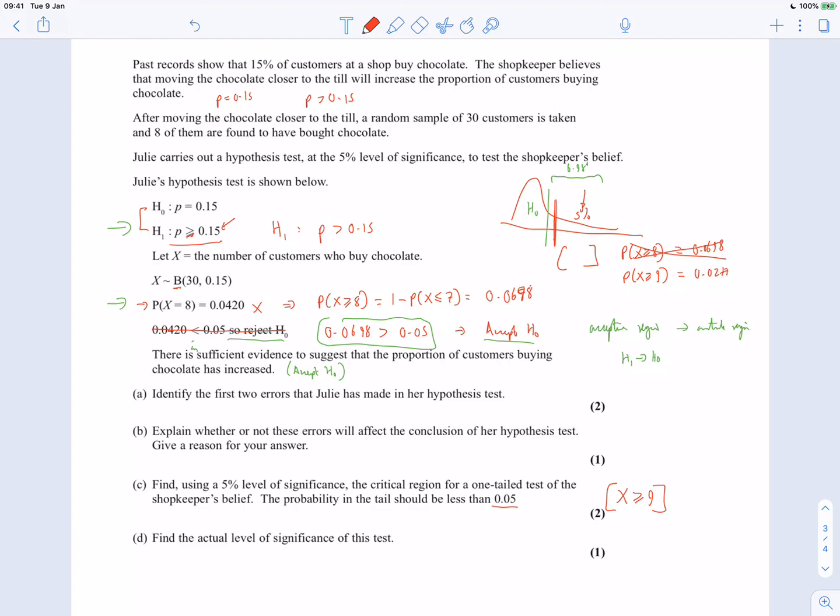Find the actual level of significance of this test. Well, it was given here, it was this probability, which is 0.027, what was it? I need to calculate it again. 0.0278 to 4 decimal places, which is 2.78%. So the actual significance level of the test is 2.78%.